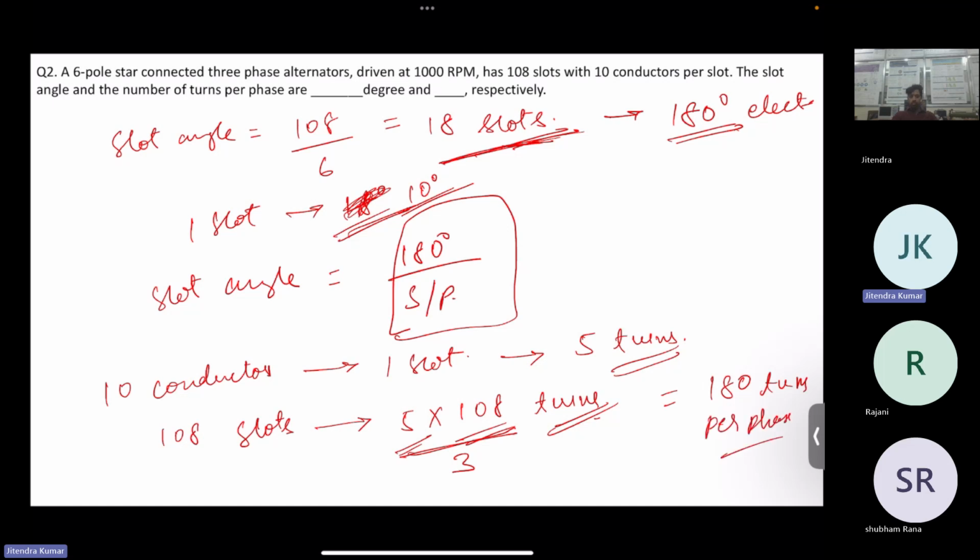Any doubt in this problem? No, sir. Clear. Okay, let us go ahead with the next problem.